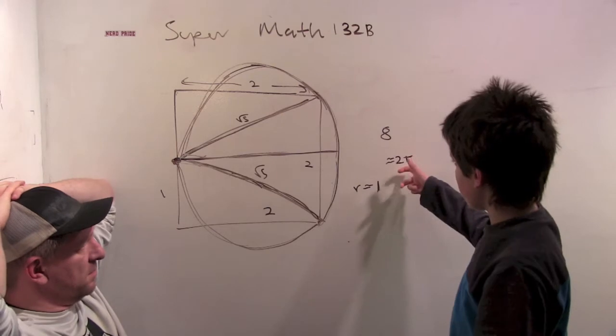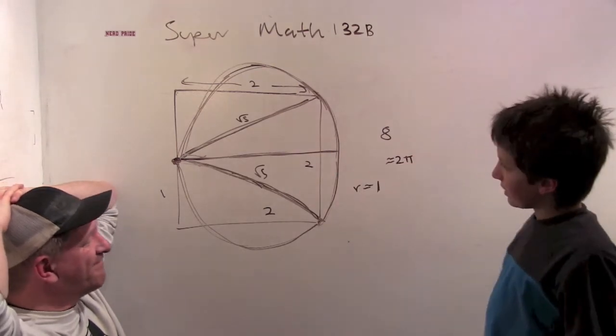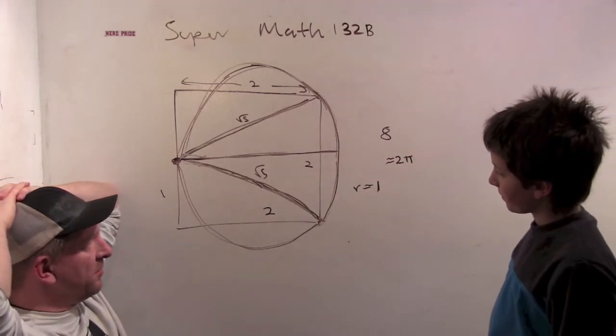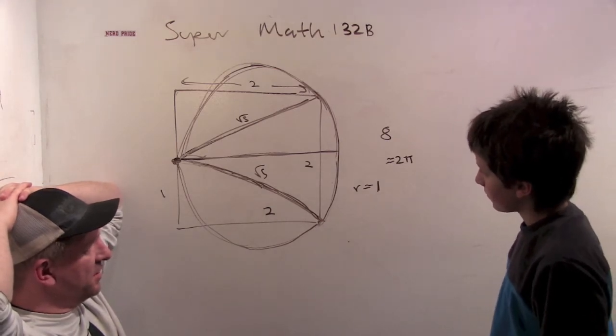So we know it's around 2 pi, but what is it exactly? How can we figure out what it is exactly? That's the challenge.